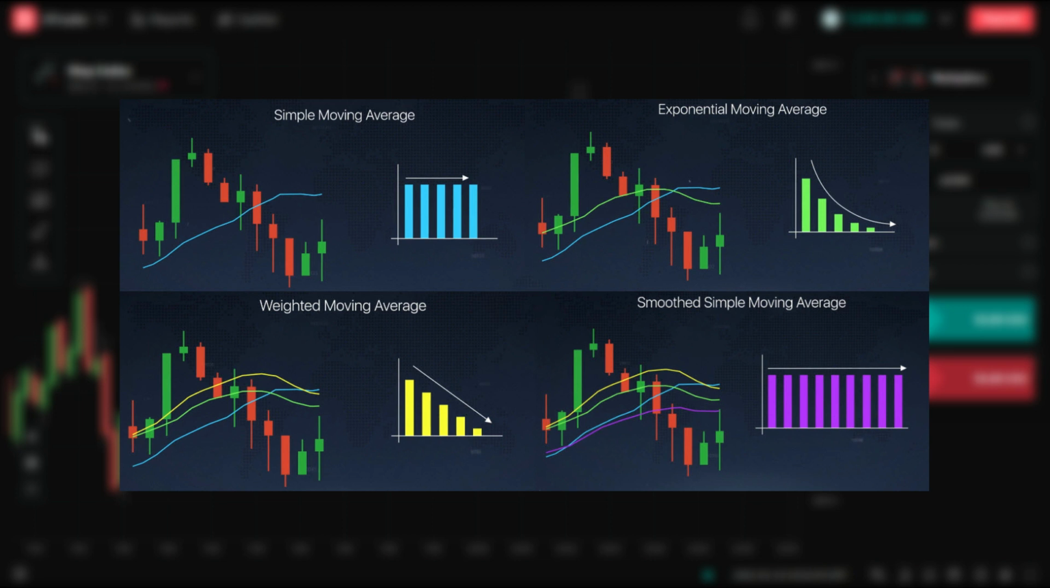And the last type of moving average is the smooth simple moving average, also known as SSMA or SMA. So the smooth simple moving average takes into account a large amount of candlesticks throughout the historical course and is much more smooth. Okay, so refer to the diagram above to understand better.